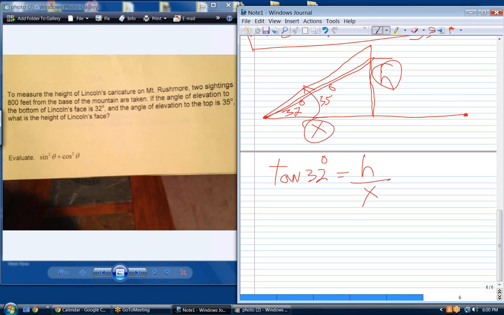Now use x, because notice that x is the same for both of these triangles, the second triangle being this triangle. What can I say about the second triangle? Well, it would be the tangent of 35 equals y over x. The y opposite, plus h over x. Exactly. H plus y over x.